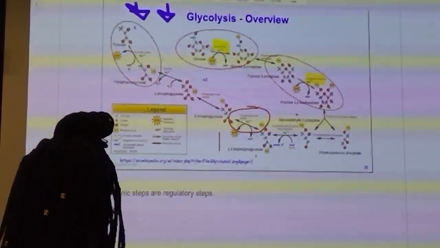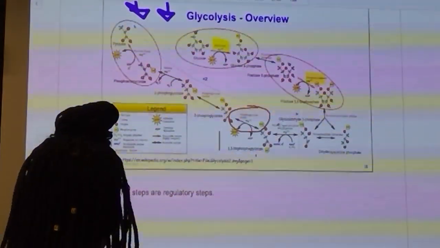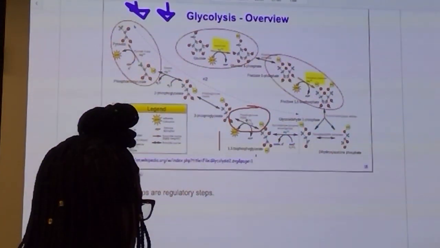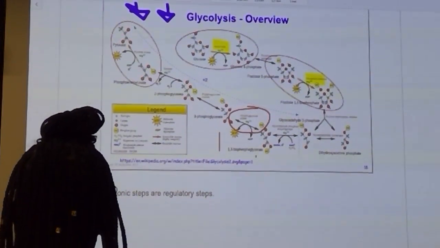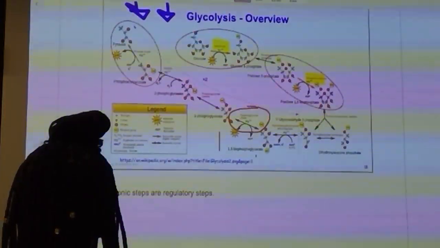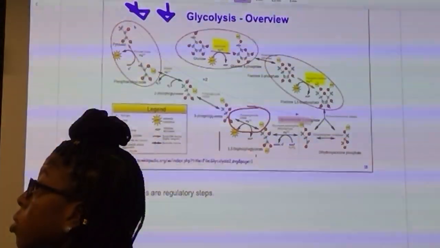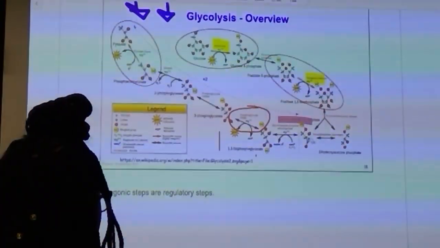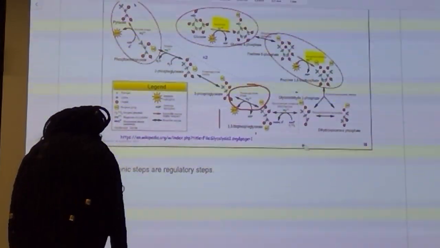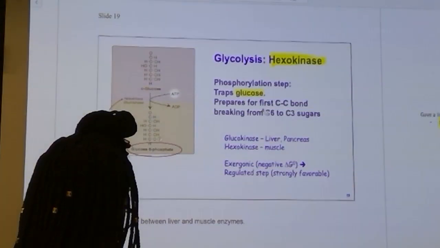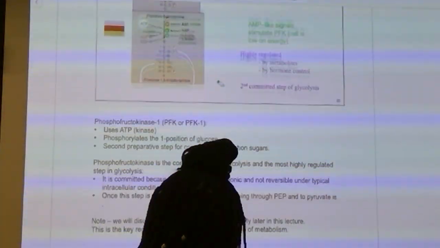So just on the regulated steps: hexokinase, PFK1, phosphoglycerate kinase, and pyruvate kinase. And then the other special one you need to know is glyceraldehyde phosphate dehydrogenase. Hexokinase.